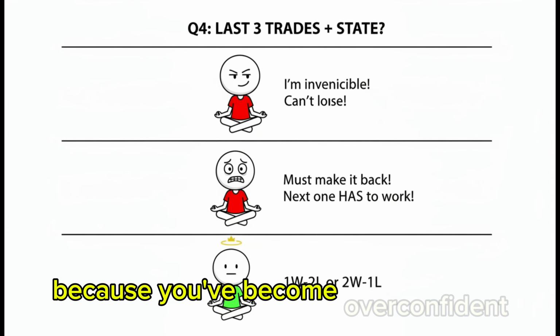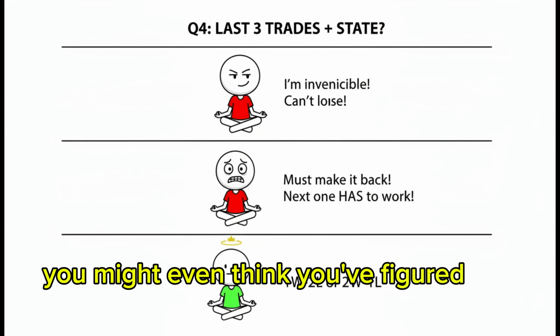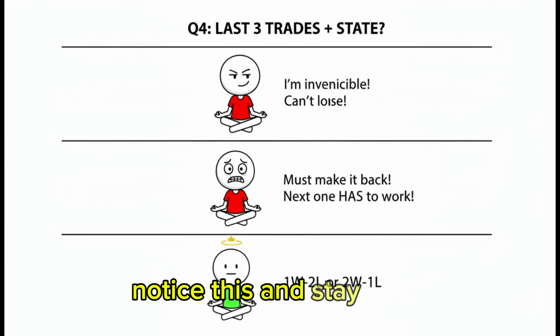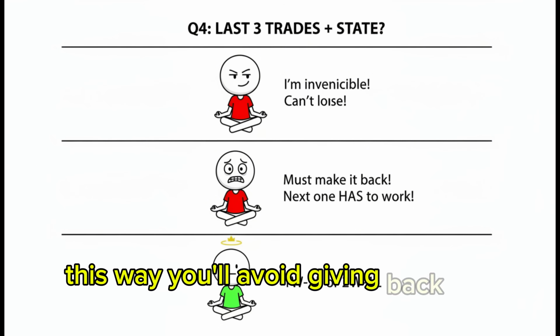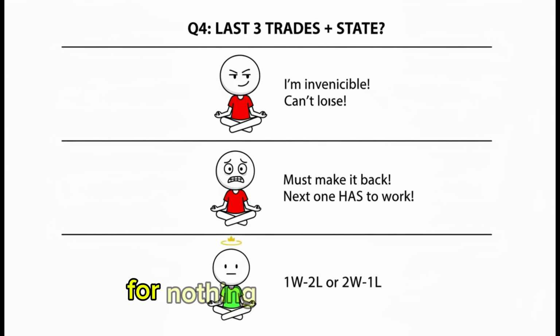Because you've become overconfident, you might even think you've figured out the market. Notice this and stay away until you return to a stable state of mind. This way, you'll avoid giving back the profits you've earned to the market for nothing. It's that simple. Mixed results: 2 wins, 1 loss, 1 win, 2 losses.